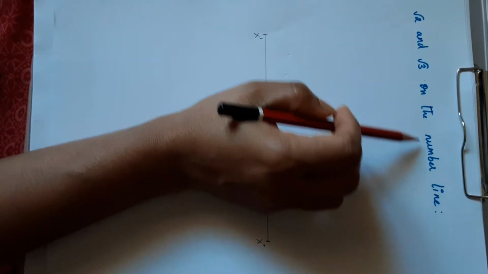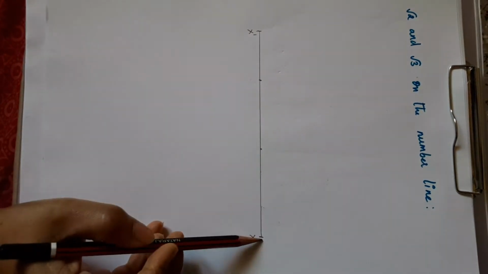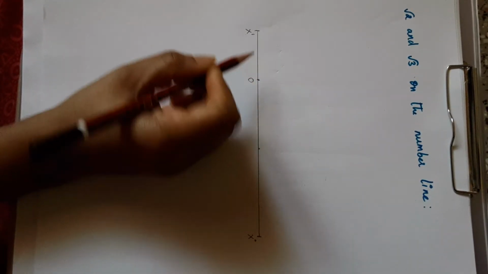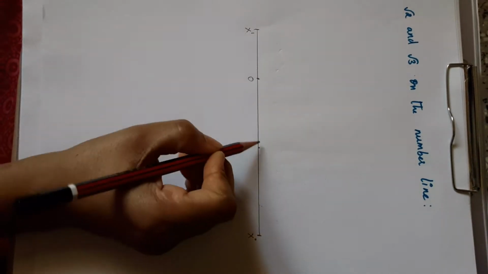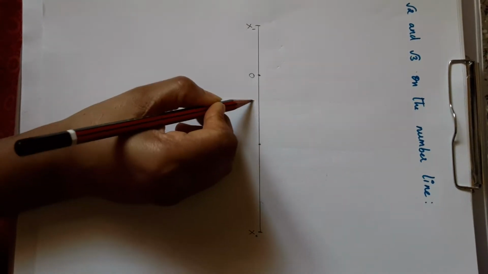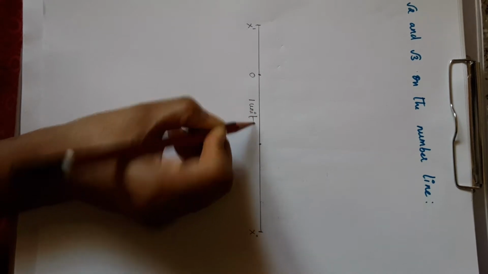Root 2 and root 3 on the number line. Draw a line x bar x and mark a point O on the line x bar x. Take any centimeters of your choice. I have taken 2 inches as 1 unit and name it as A.